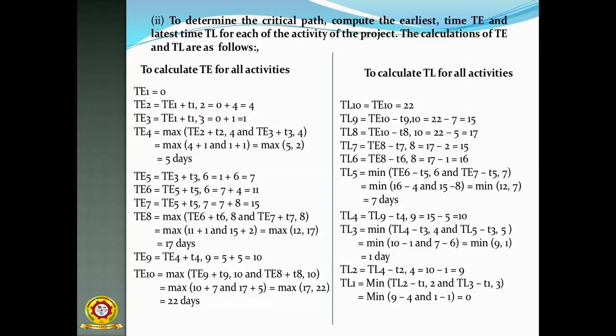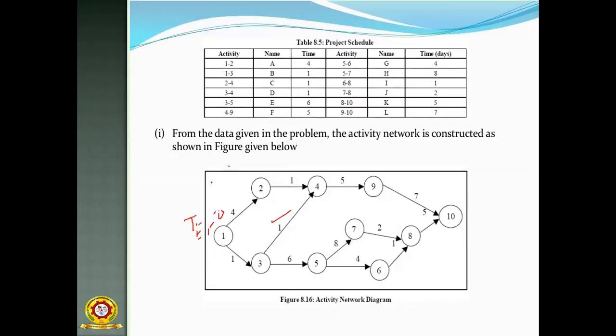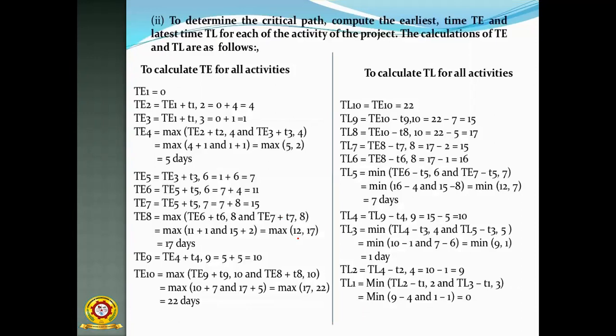TE2, that is 0 plus 4, 4. Okay, TE2 is the 4. Like this, you have to compute all. Then the maximum of these two, 5 comma 2, that is the 5 days.